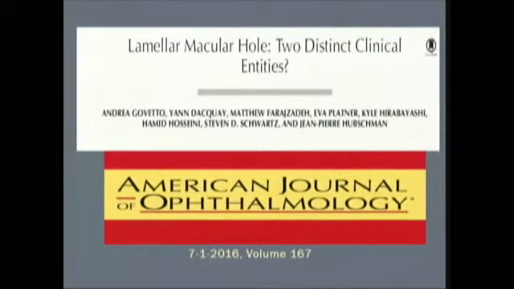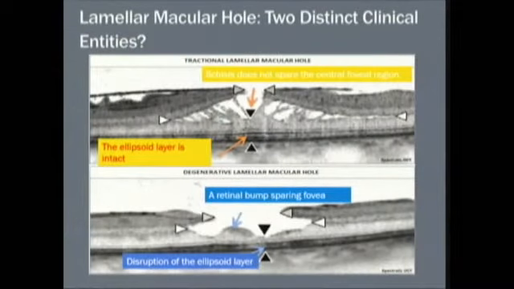So there are recent reports, from this year, about the lamellar macular hole, and they thought it's two entities. It's not just one entity, and they divided this lamellar macular hole into tractional lamellar hole and degenerative lamellar hole.